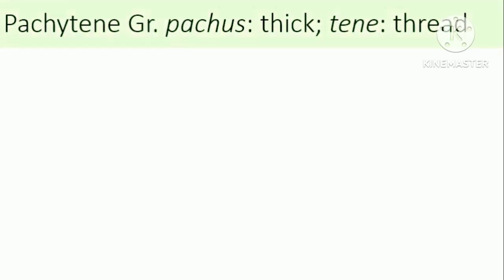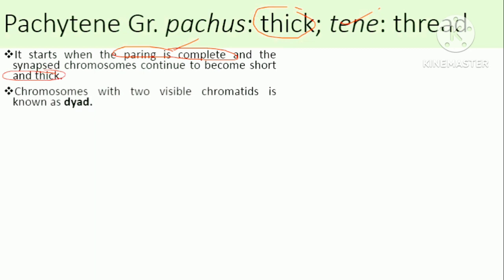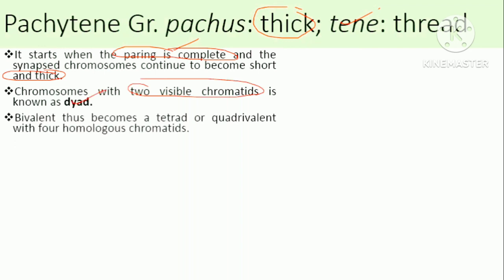The next stage is the pachytene stage. Pachus in Greek means thick, tene means thread. So this is the thick-threaded stage. It means chromosomes continue the process of condensation. This phase starts when the pairing is complete and the synapsed chromosomes continue to become short and thick. Here a chromosome with 2 visible chromatids is known as a dyad. So chromosomes की जो 2 visible chromatids हैं उन्हें कहा जाता है dyad. Bivalent thus becomes tetrad, और जो bivalent means pair of homologous chromosomes है, that is also known as tetrad or quadrivalent with 4 homologous chromatids. It means it consists of 4 chromosomal arms. So that's why this is also known as tetrad or quadrivalent.